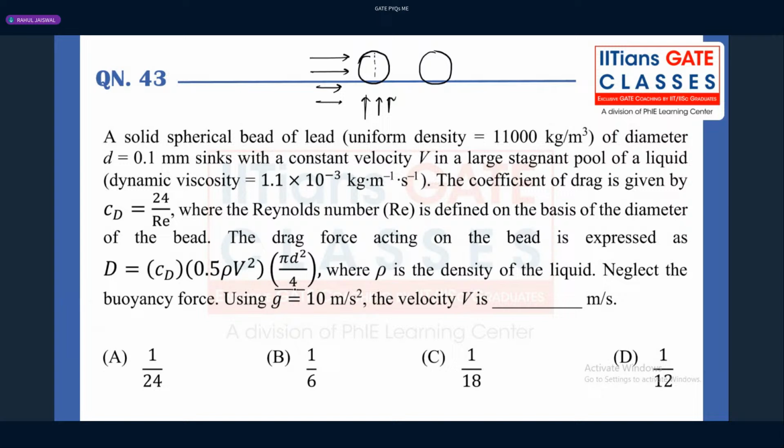And that is what the projected area is being given in the problem. Because when we project it, we are going to take the circle which has a certain diameter d, which is nothing but small d. And on that basis only, we need to find the Reynolds number. These things which I am explaining right now, they have mentioned in theoretical format. You can see that the Reynolds number is defined on the basis of the diameter of the bead.